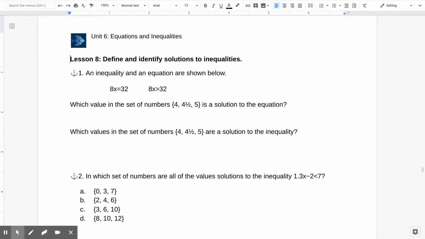Match Fishtank Unit 6, Lesson 8, Anchor Problems.